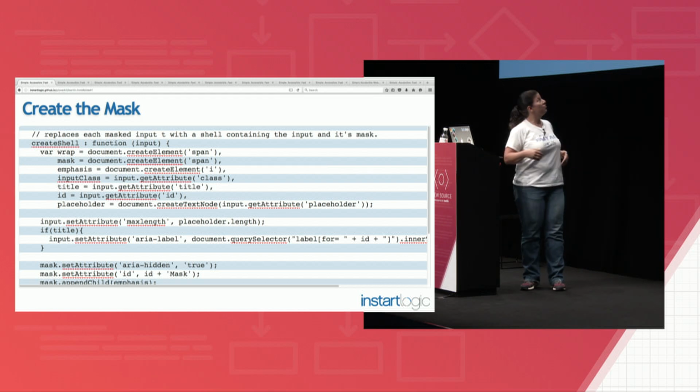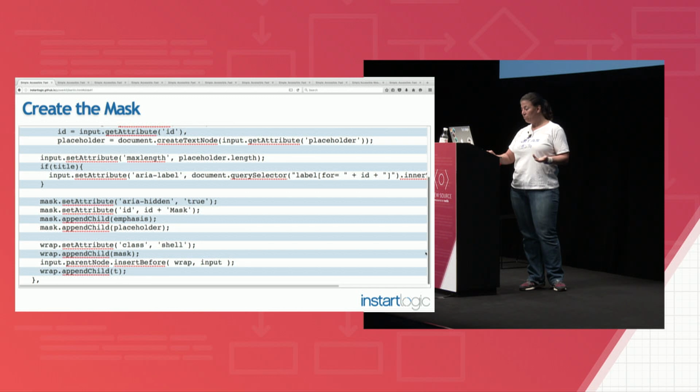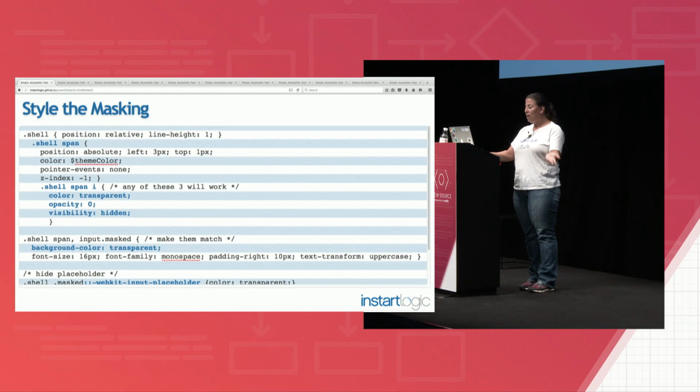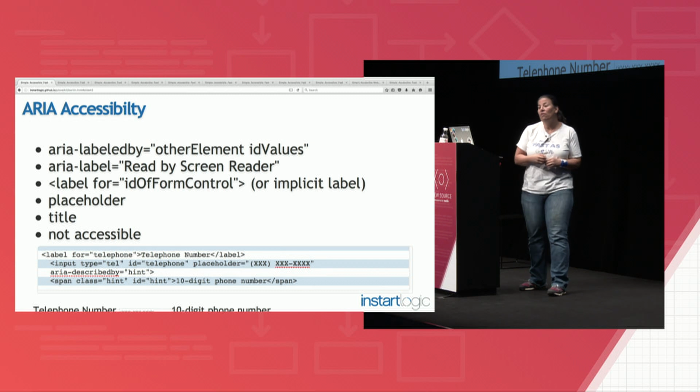So here is the JavaScript function that basically creates that, and you'll see it's pretty small. And the styling is just making it invisible by using either color transparent, opacity 0, or visibility hidden. That's it, pretty simple. So a little bit about form controls.